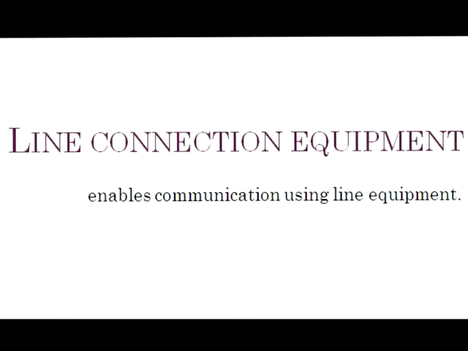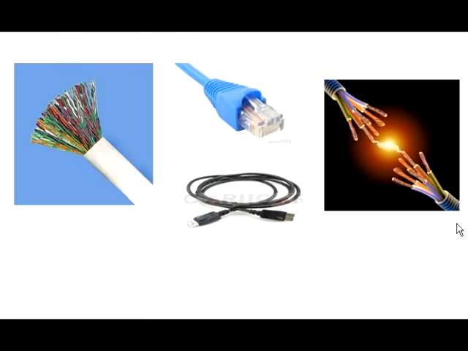So next is the line connection equipment. And the last but not the least, the line connection equipment. So this line connection equipment enables communication using line equipment. So our examples are the cable, optical wires, fiber, the USB cord. Yes, it can be. So this cable will connect devices like for example a computer to a computer, to a switch, or a computer to a router, right, founder?